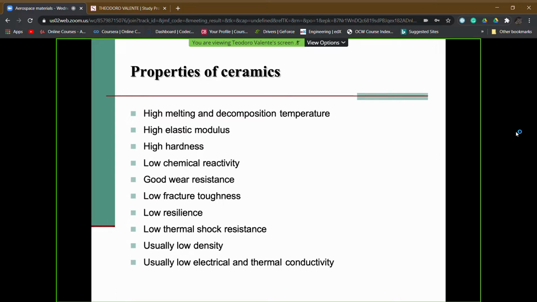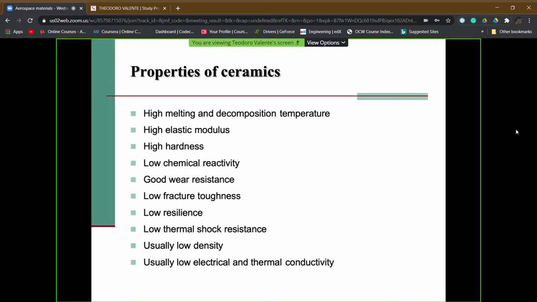So if we remember that ceramic materials, due to their non-metallic bonding, are insulating materials from an electrical point of view.